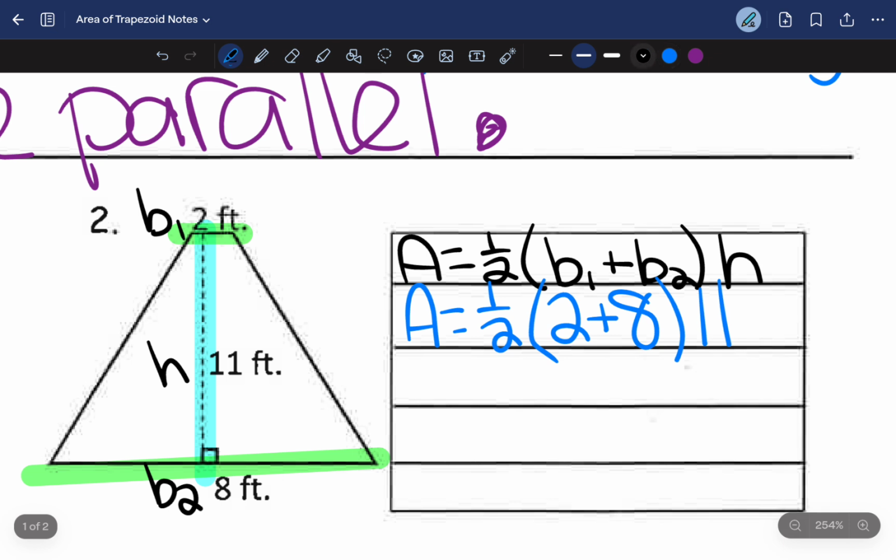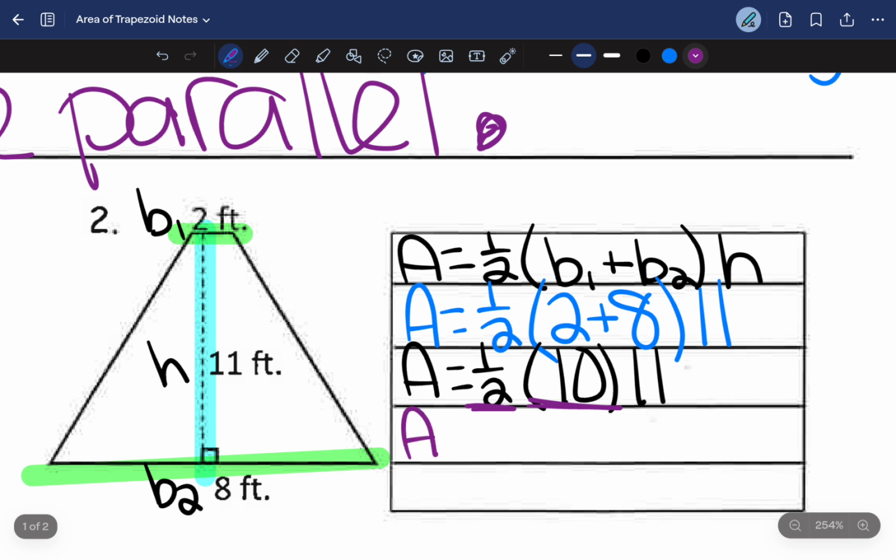All right, I'm going to do PEMDAS. So I have to add what's in parentheses first. So I have A equals 1/2. 2 plus 8 gives me 10. And then close those parentheses and put 11. I'm going to half my even number because that's just the easiest thing to do here. So half of 10 is 5. Another way to look at it is 10 divided by 2. And then close those parentheses and put 11.